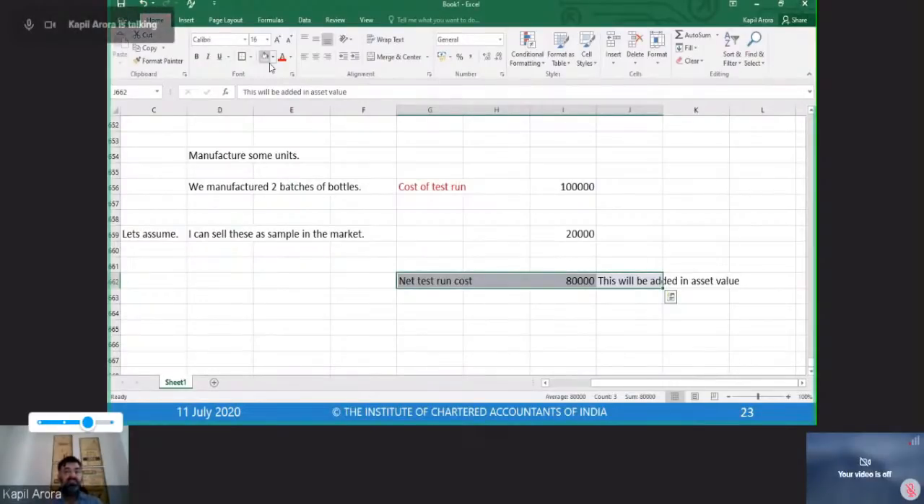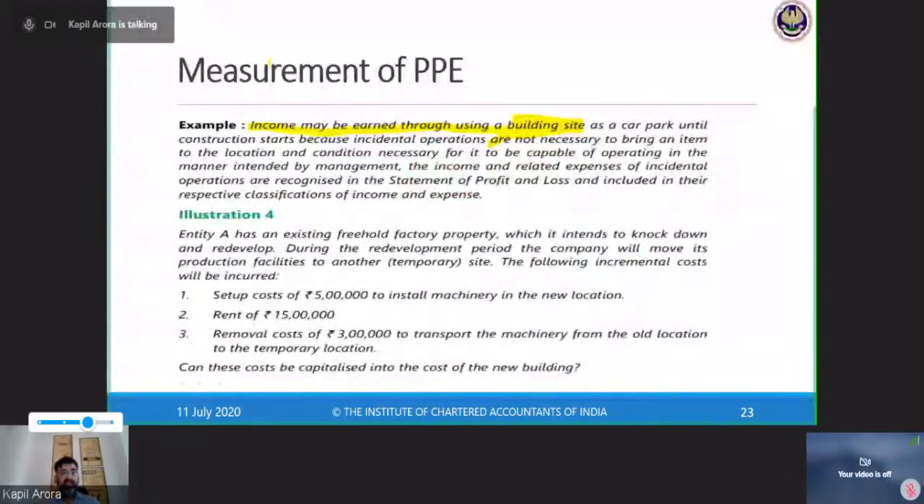Right? So this will be added in the value of the asset. Whereas if they are not incidental in nature, means it is not related to my construction or the test run, then in that case, that amount will be taken to the profit and loss account, right?